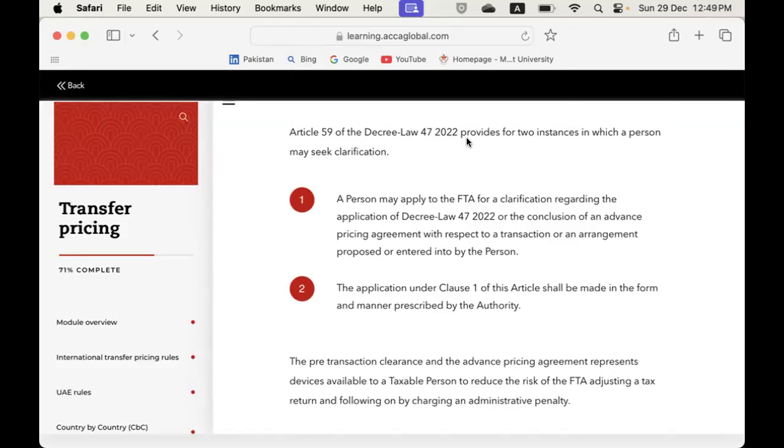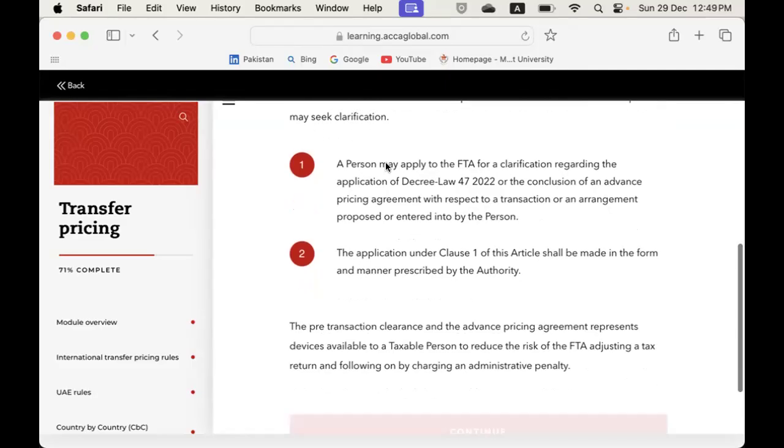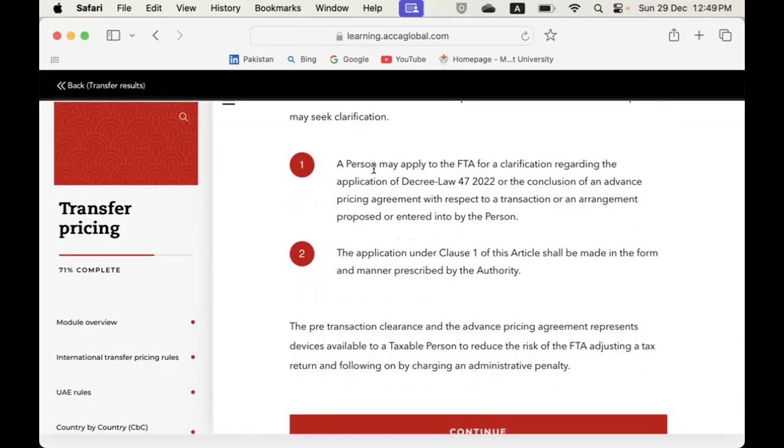Article 59 of the decree law provides for two instances in which a person may seek clarification. Article 59: a person may apply to the Federal Tax Authority for a clarification regarding the application of the decree law or the conclusions of an advance pricing agreement, APAs, very critical, with respect to transactions or an arrangement proposed or entered into by the person.